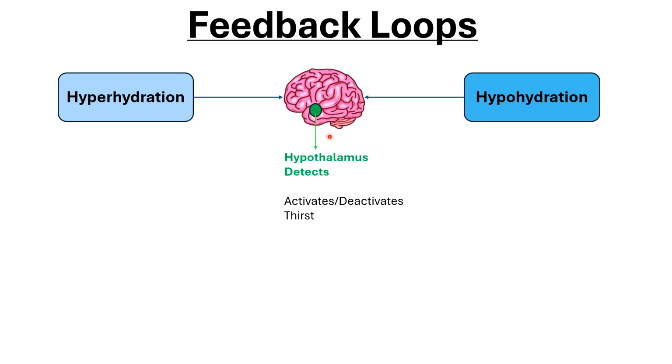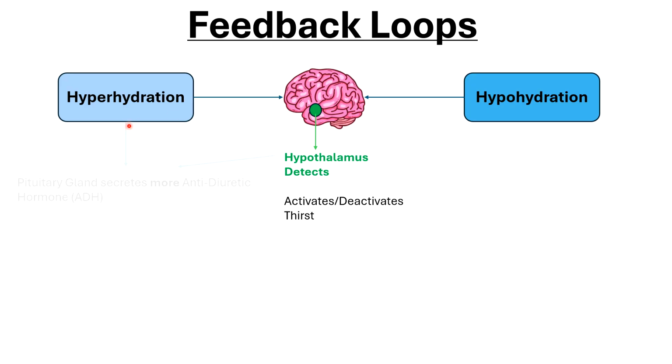Because your body wants to maintain a state of euhydration, these two conditions will be detected by the hypothalamus, which will activate or deactivate thirst accordingly. So if it is hypohydration, it will activate thirst because it sees that you need water, so you need to be thirsty in order to drink water and compensate.